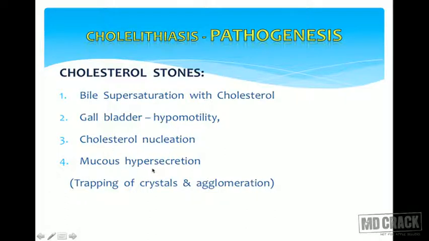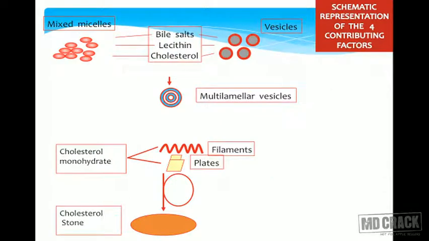Then there is mucus hypersecretion; the gallbladder has mucus secreting cells. That can also be an important contributory factor, that is, mucus hypersecretion can be one of the important causes for the pathogenesis of gallbladder stones. So what will happen as time advances is the trapping in of more and more crystals, and agglomeration will take place as time advances.